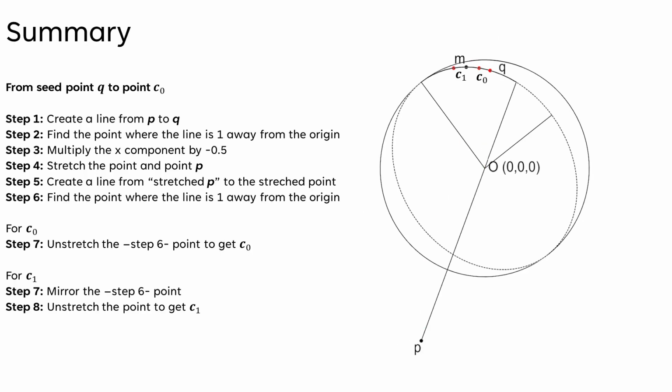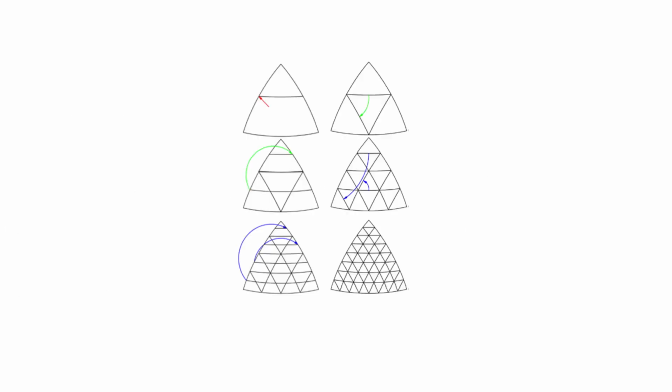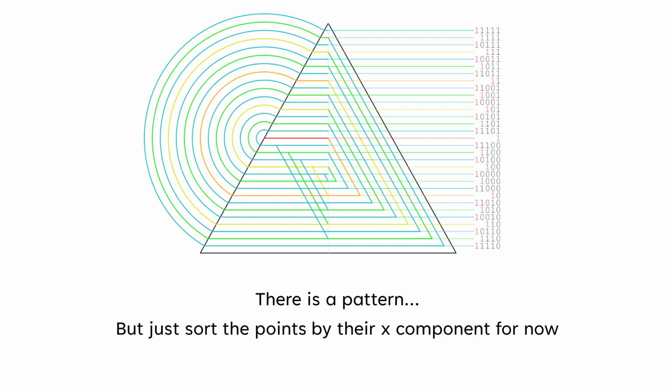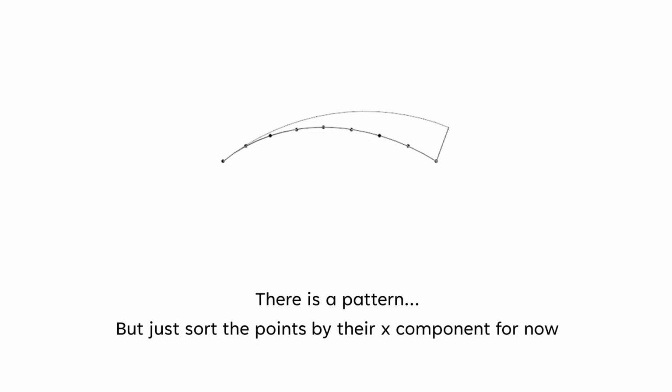So here's a summary of the steps. Great, now we have the slicing points. The order of the slicing points may seem a little bit chaotic, and there definitely is a pattern, but for now you don't need to understand that pattern. If I ever make a second video, I will cover this. But the easiest thing to do for now is to sort the points by their x components.